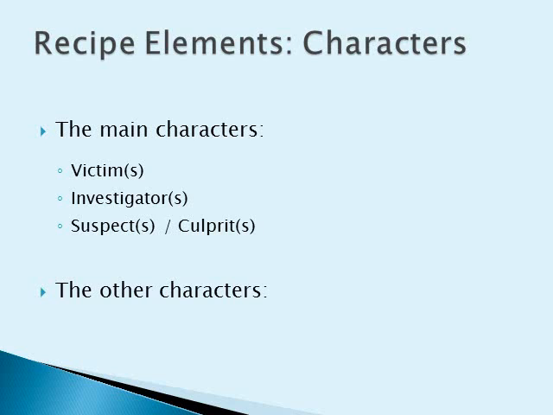Additionally, we can look at other characters in this mystery, which might include the ingredients, the grocery store where the ingredients were purchased, as well as the kitchen, the cookware, the utensils, and the appliances used to prepare this dish.